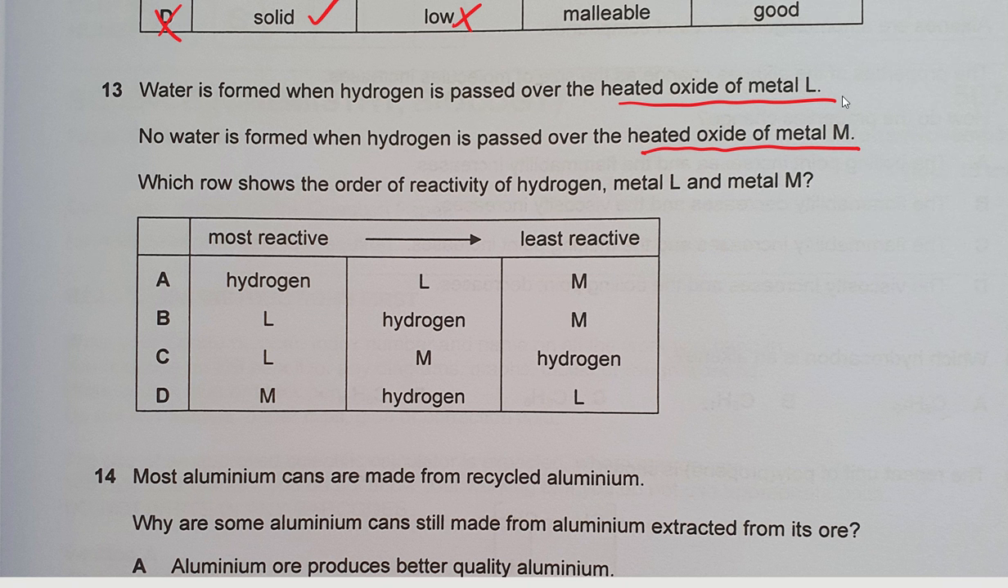Now we take a look at the statement again. Water is formed when hydrogen is passed over heated oxide of metal L. What does this tell us? This tells us that hydrogen is more reactive than metal L. So hydrogen is more reactive, therefore it is able to displace metal L from its oxide.